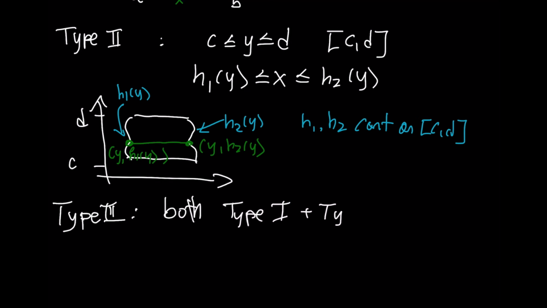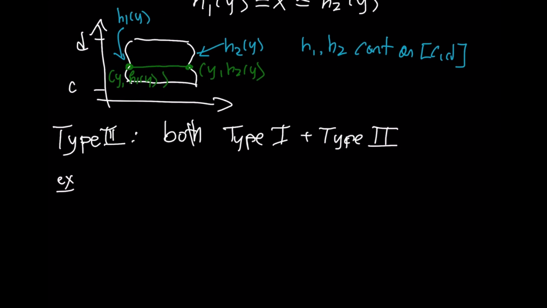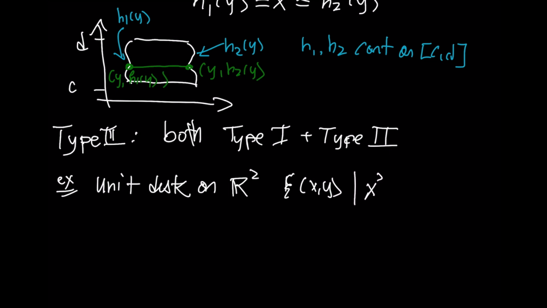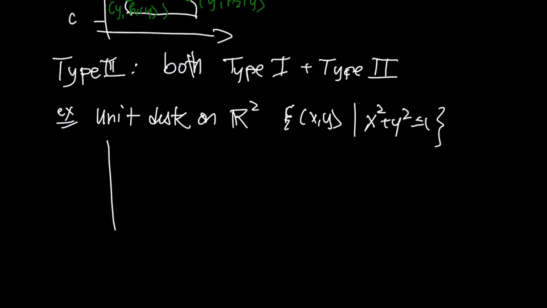So you might say, how could a region be both type 1 and type 2? Now a simple example here would be the unit disk in R2, the set of points (x, y) such that x squared plus y squared is less than or equal to 1. Now the unit disk looks like this. It's a circle of radius 1. This unit disk is bounded. We could keep it within some sort of rectangle.